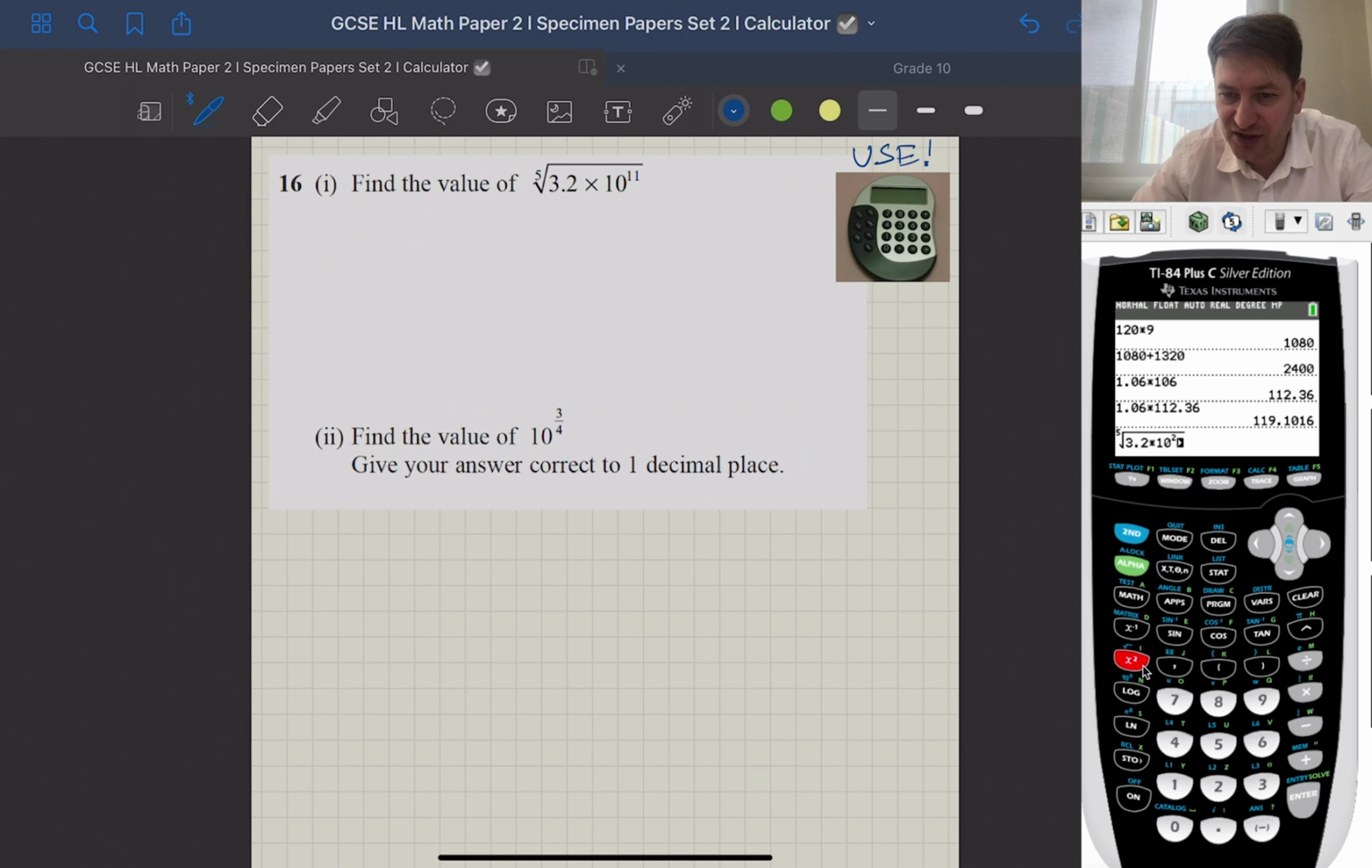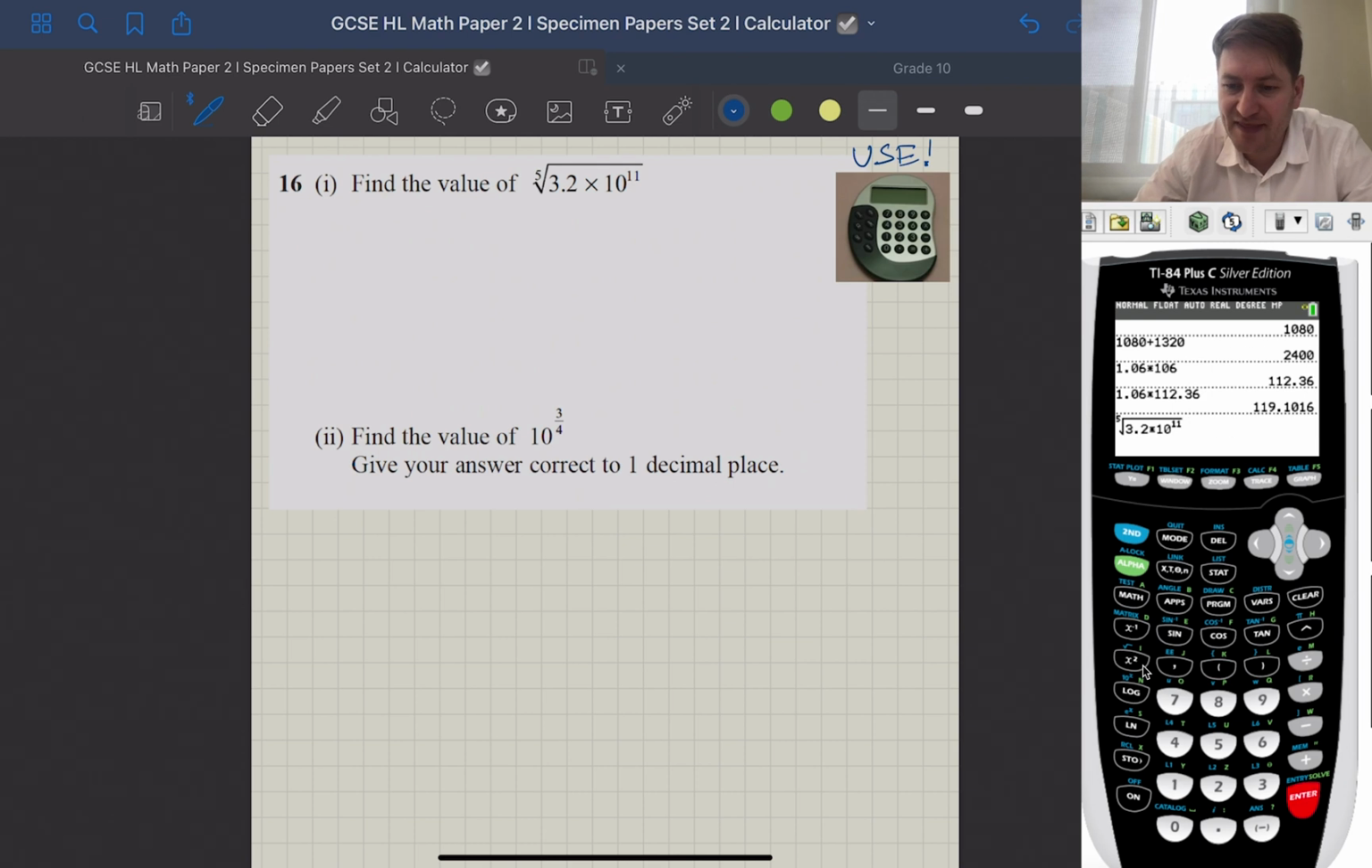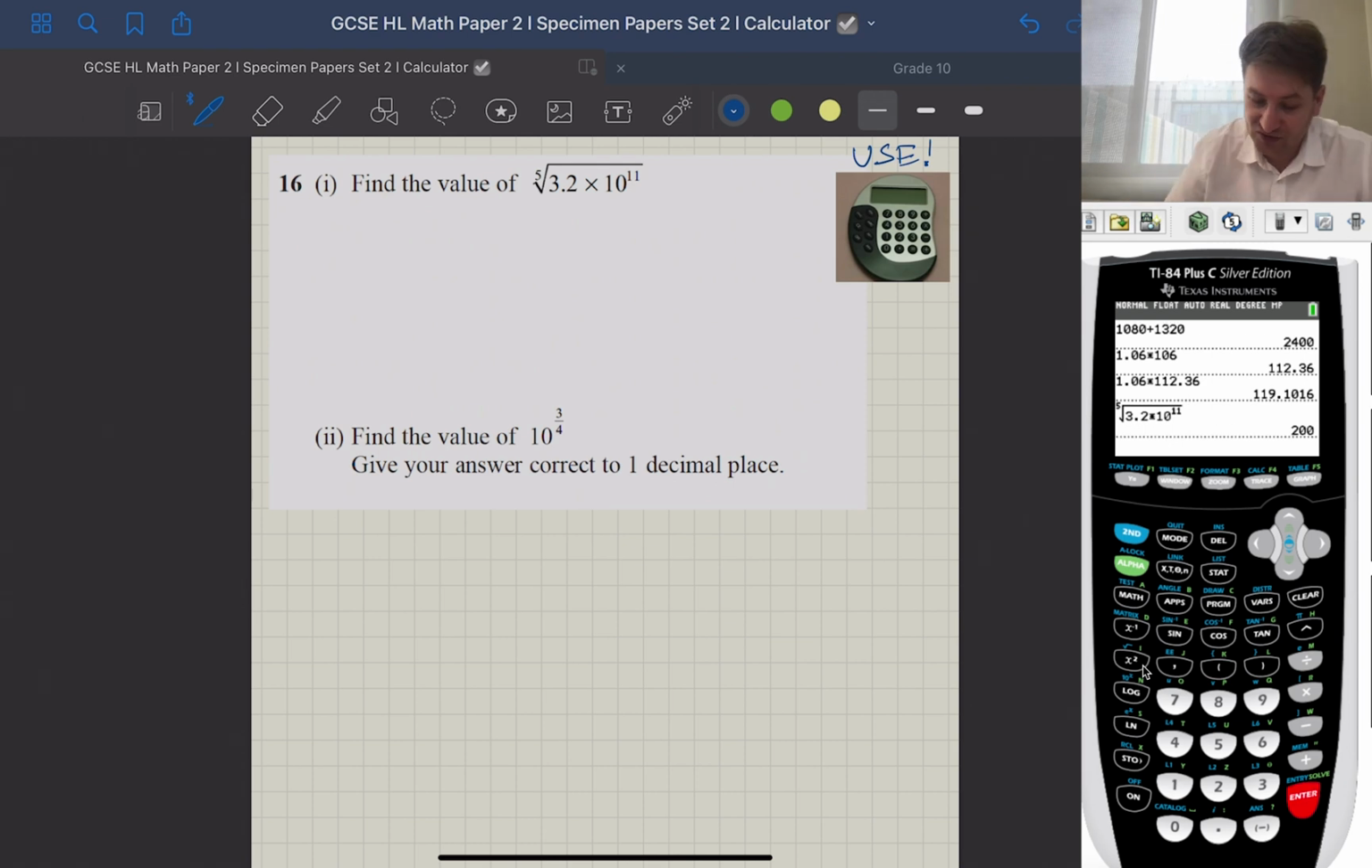So I'm going to get power of 2. And with my cursors, I'm going to go back to it and hover over 2 and replace it with 11. And now I can press enter. Oh, and this is just amazing, 200. So I would say used calculator, the answer is 200.